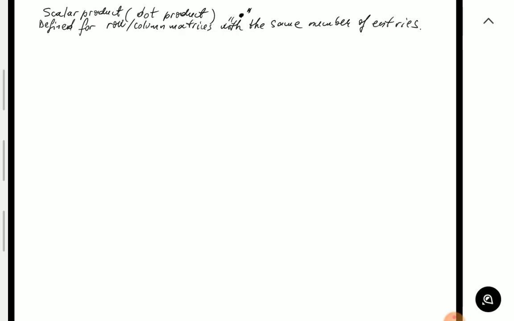So how do we define it? Let's say you have a row matrix A1, A2, AN. By definition, the dot or the scalar product with B1, B2, Bn, again another row matrix with the same number of entries, is the sum of the products of each entry: A1 B1 plus A2 B2 plus so on, AN BN.